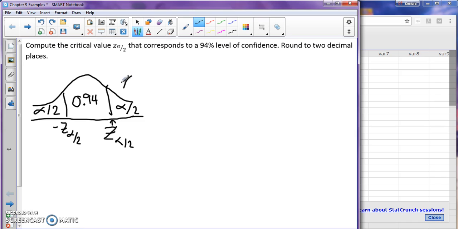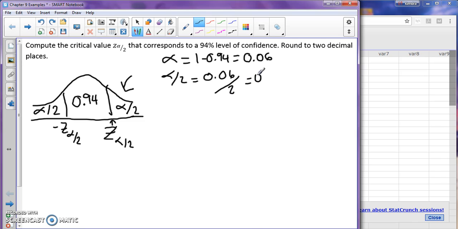And then we have that alpha is what's left over. So 1 minus 0.94, which is 6%. So then alpha over 2 is 3%. So we have 3%, or an area of 3% in each of the tails. So there's a couple different ways we can do this.